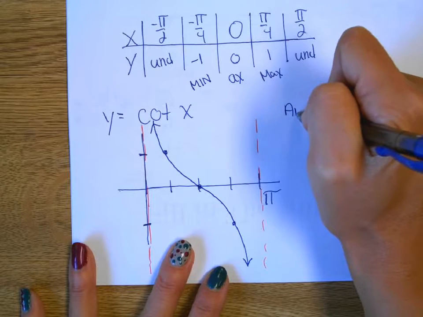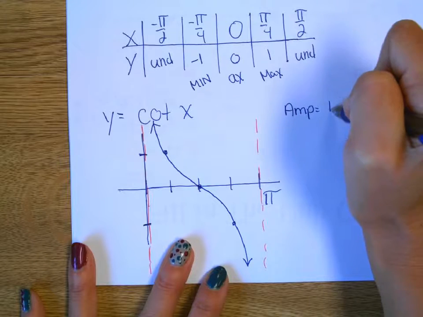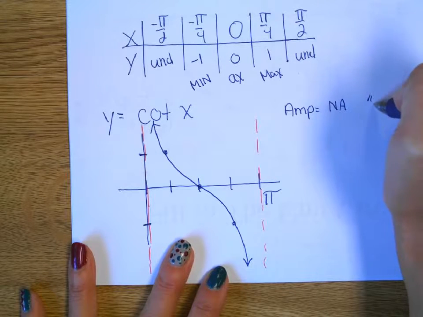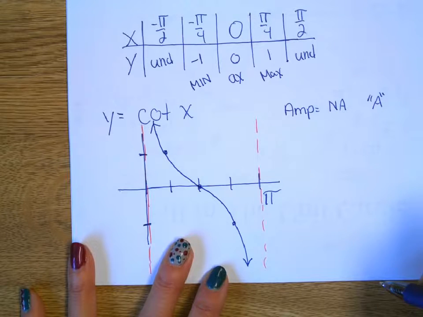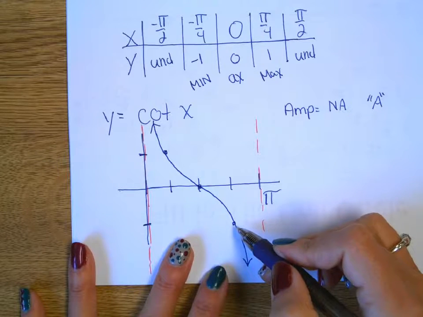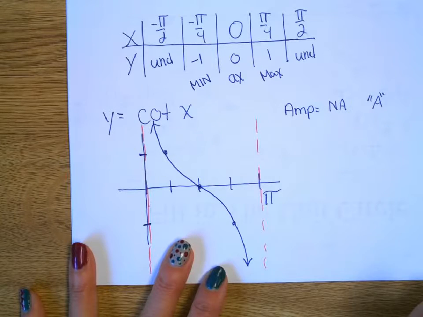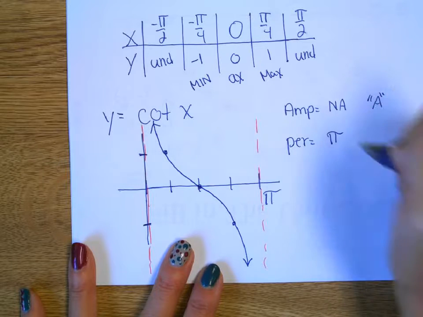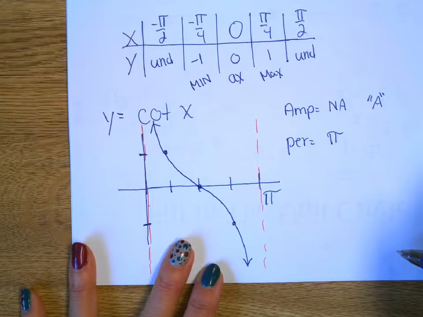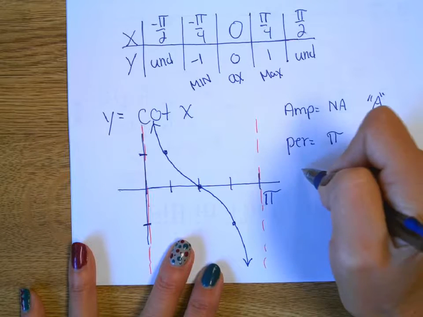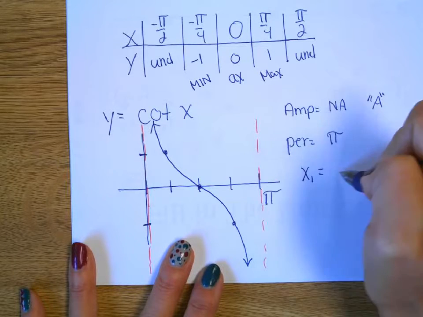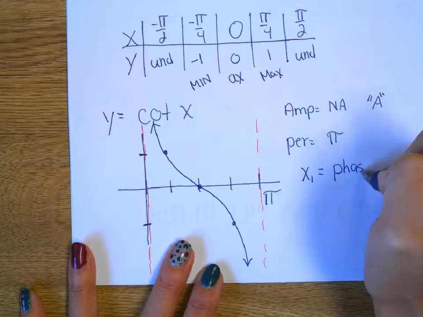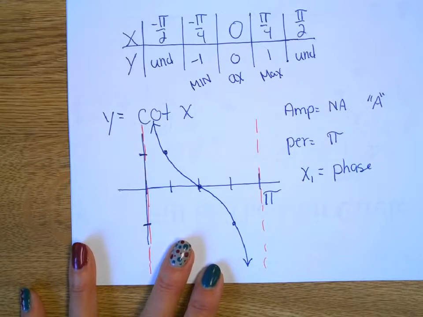So again, the amp here is NA, but we will use that A number to determine our max and min, which is in the second and fourth spots, and they aren't technically max and mins, it just tells us which way to get going. Period is pi, and the starting x value here will be the phase. Just like the other four graphs, all start at phase. The only odd duck is that tangent. Tangent's the only one that does not start at the phase.